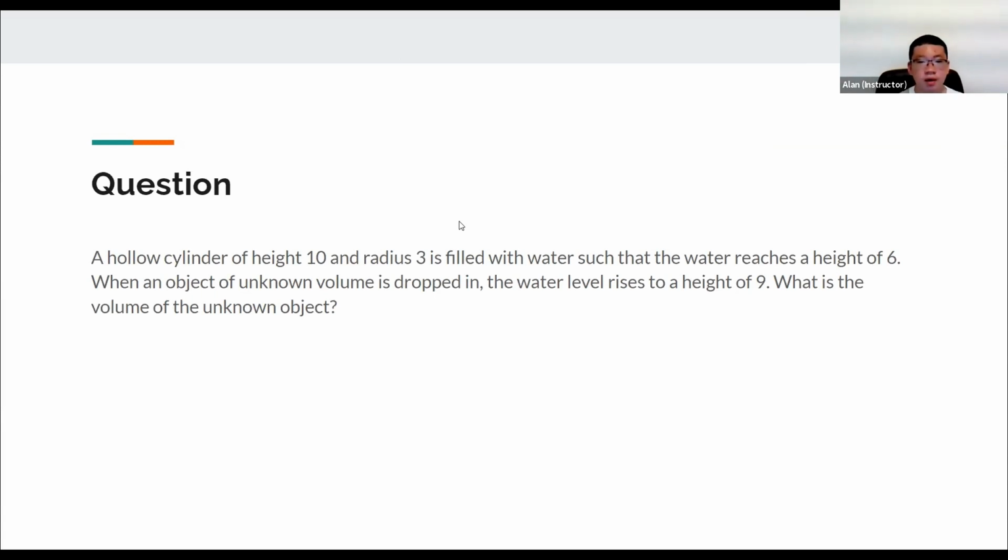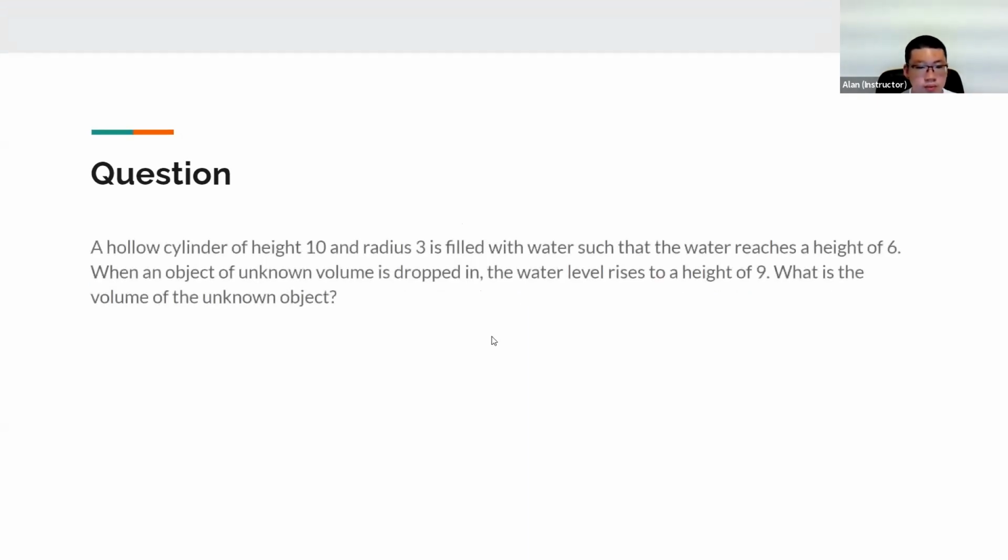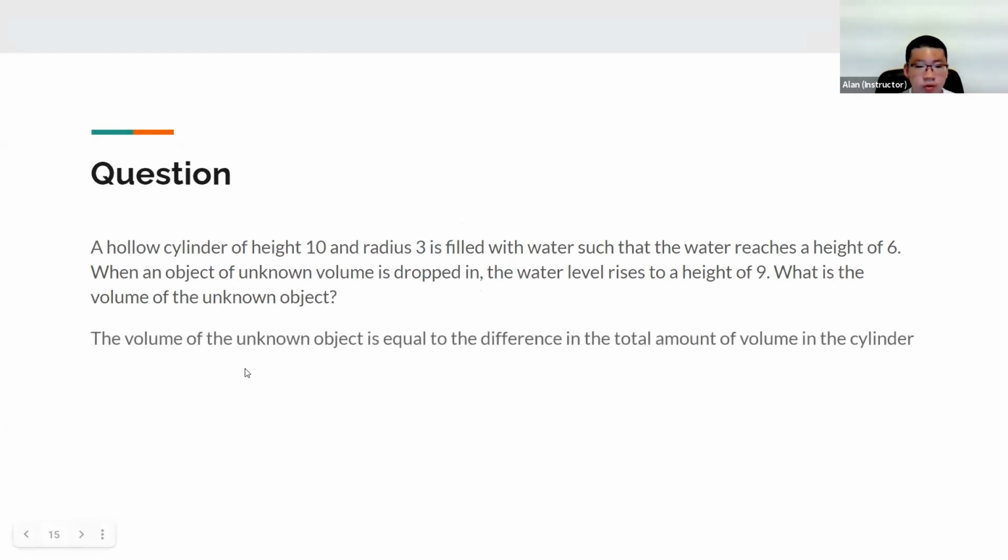Alright guys, so I see that a lot of you have gotten it, so I'm going to go over the answer now. Well, first, the volume of the unknown object is going to be equal to the difference in the total amounts of volume in the cylinder between before it was dropped in and after it was dropped in.